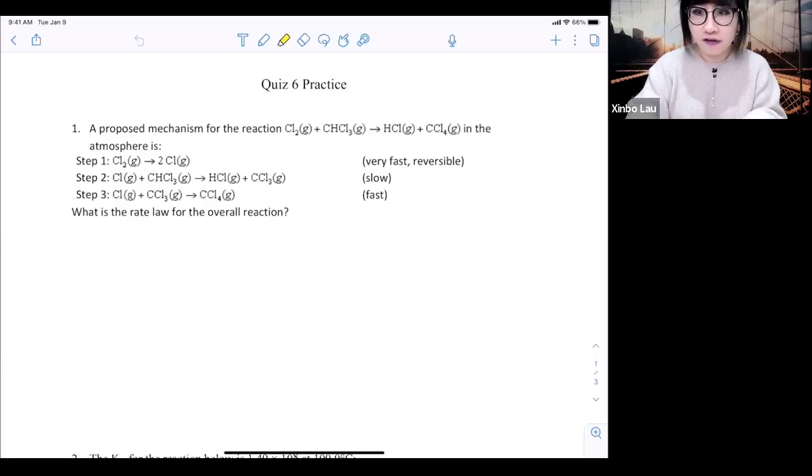So the first topic is based on mechanism. To be honest with you, the question you have on the quiz doesn't just ask for the rate law for the overall reaction. I have multiple statements, but it's not the 1, 2, 3, 4 type. It's just one choice, one correct choice.